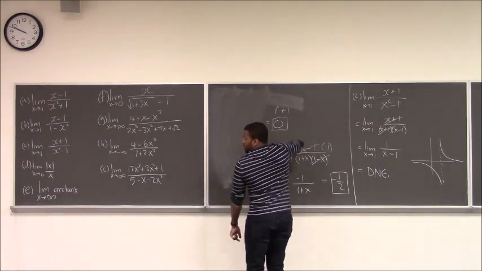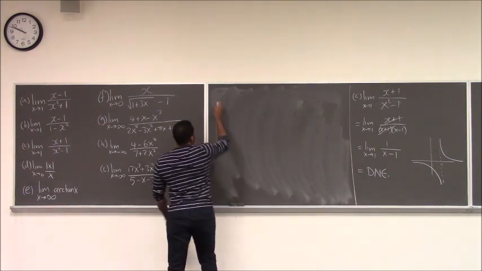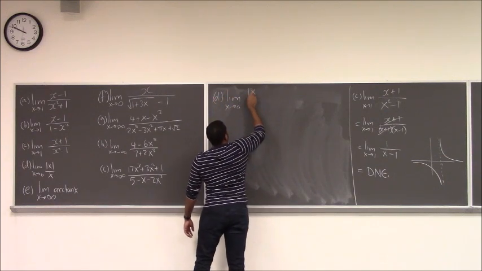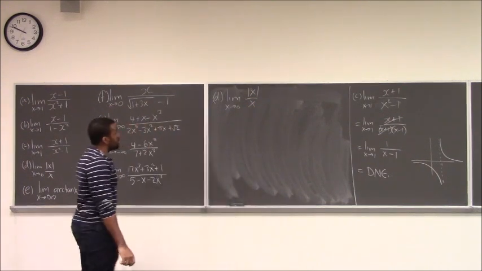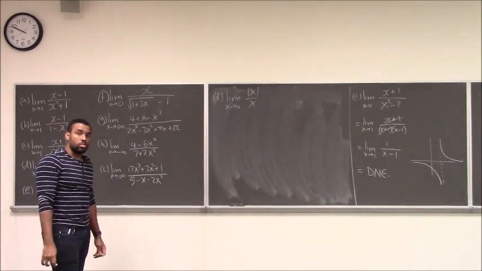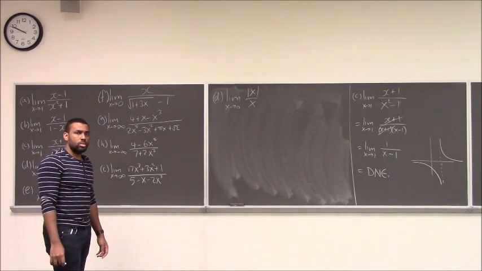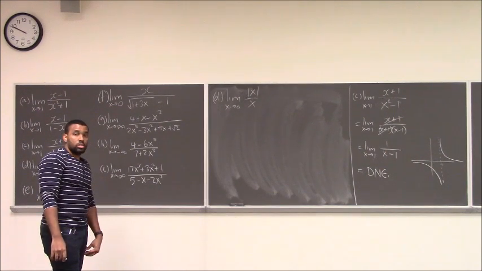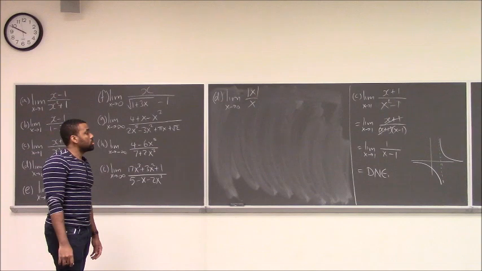Okay, D. Who did D? Okay, tell me your reason. It's approaching -1 from the left side and approaching 1 from the right side. How do you know? Logically, it's x divided by x, so when it's a small negative number, the top becomes a positive number, so it approaches -1, but when it's positive, it approaches 1.